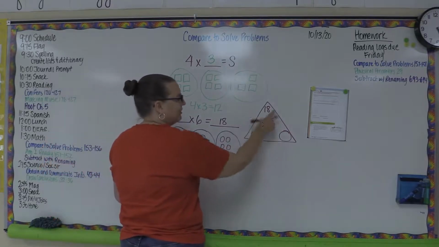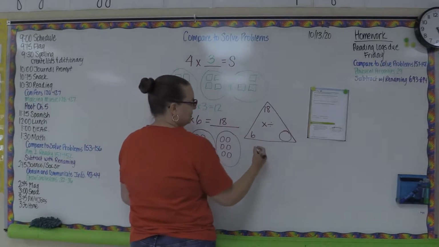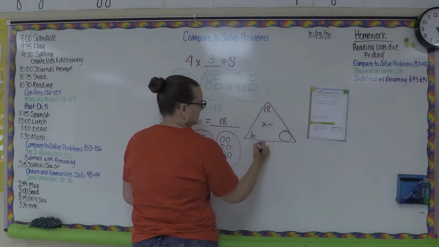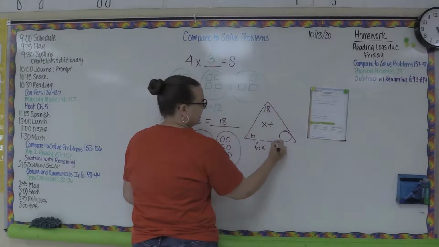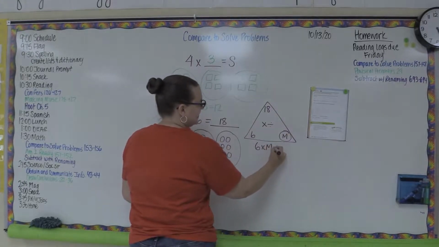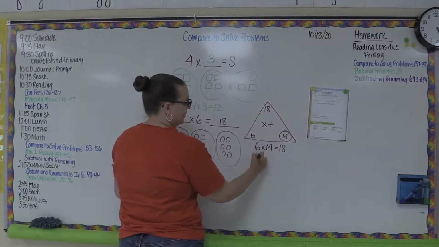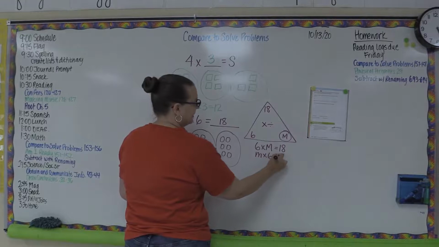The same way, if we use our fact family to help us find the answer, we'd be able to write 2 multiplication problems. 6 times, we're going to call this m because we're trying to find for Max, that's our variable. 6 times m is equal to 18, right? We could also do m times 6 is equal to 18.